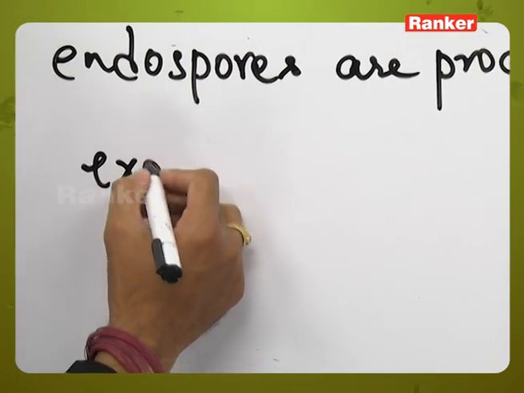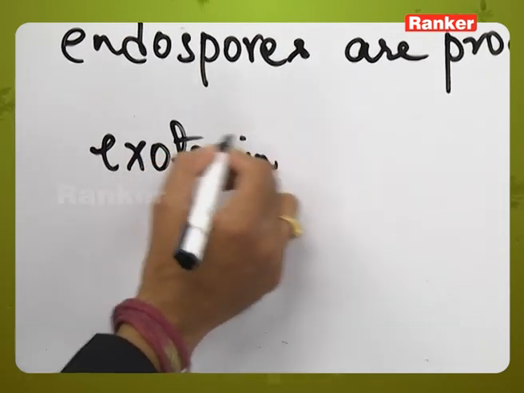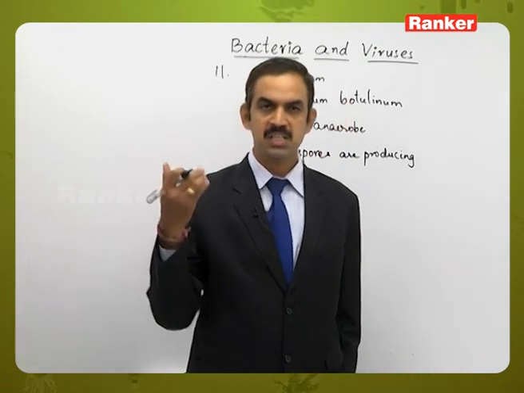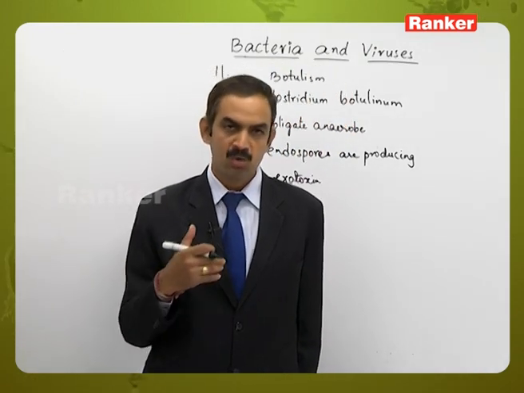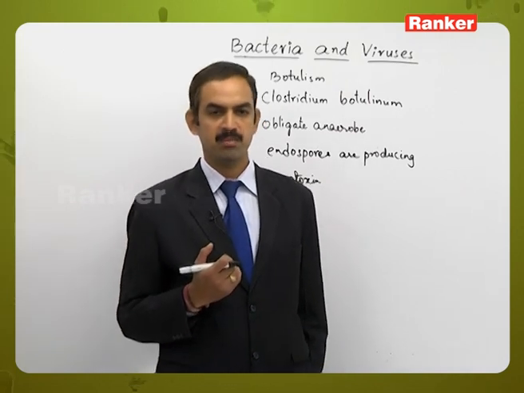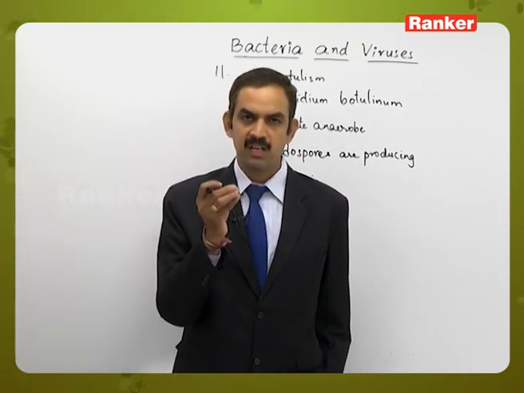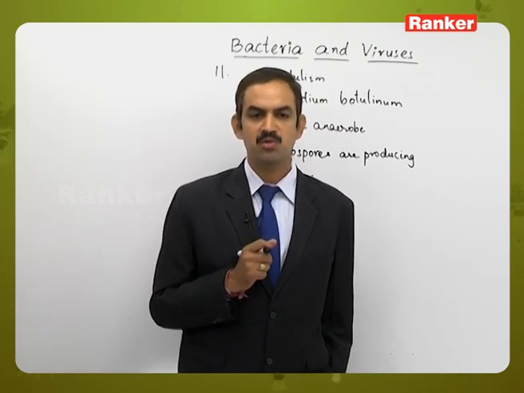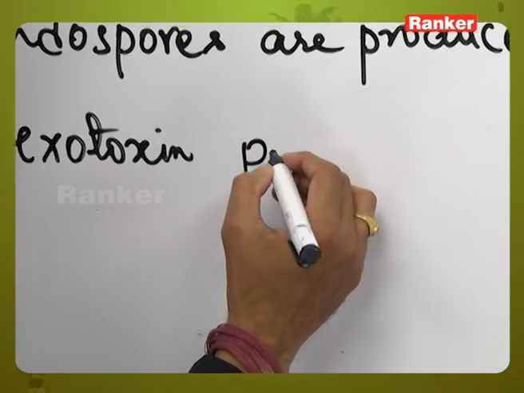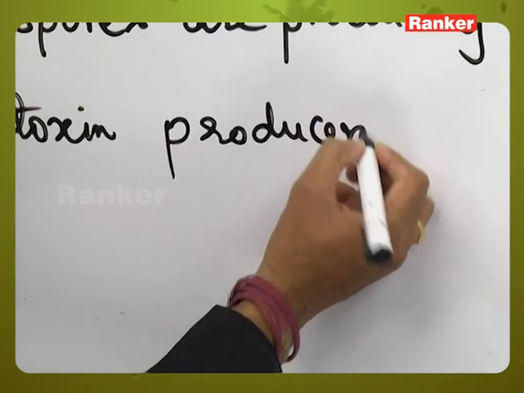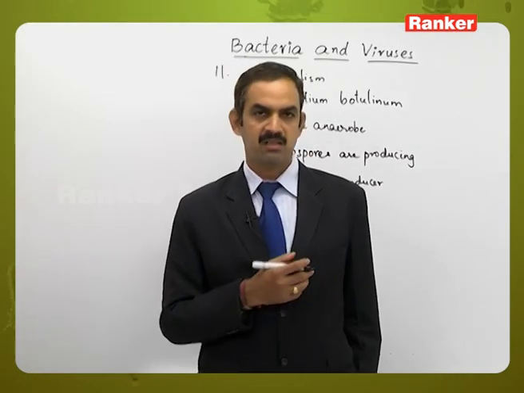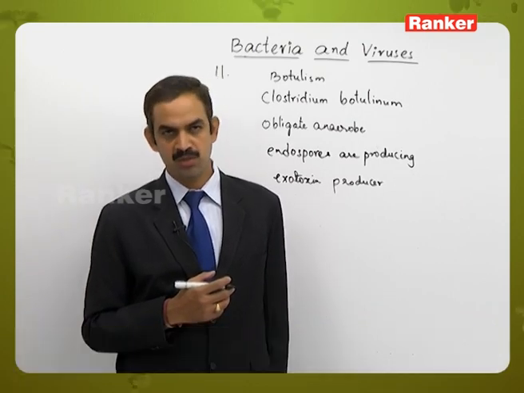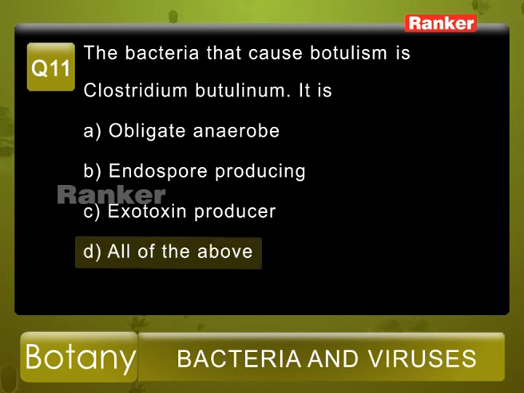That chemical is called exotoxin. Exotoxin is a toxin, a poisonous material that will be released into the food materials or the surrounding environment in which Clostridium botulinum is present, and that chemical is called botulin. That chemical will spoil the food materials. So here it is an exotoxin producer. So in the given options, it is exhibiting the characters like obligate anaerobe, endospore producing, and also exotoxin producer. So from the given options, option D is the correct answer.